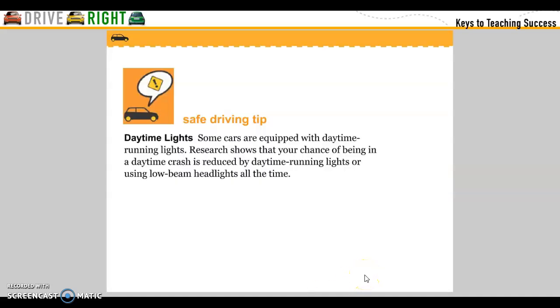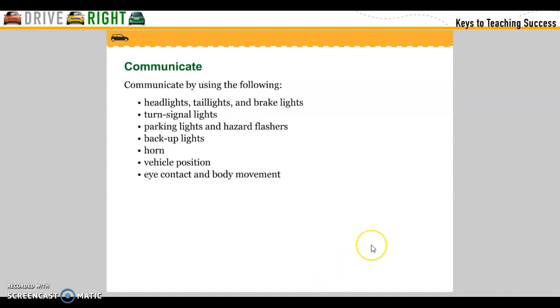Daytime lights. Some cars are equipped with daytime running lights. Research shows that your chances of being in a daytime crash are reduced by daytime running lights or using low beam headlights all the time. Communication. Communicate by using the following: headlights, taillights, and brake lights, turn signals, parking lights and hazard flashers, backup lights, horns, vehicle position, eye contact, and body movement.